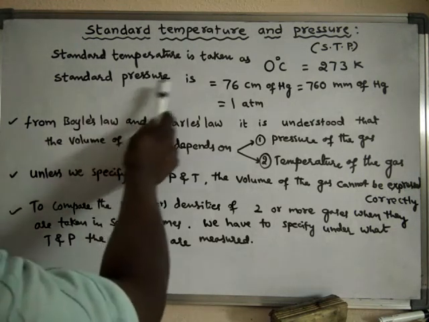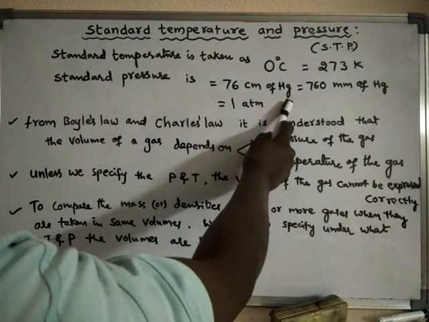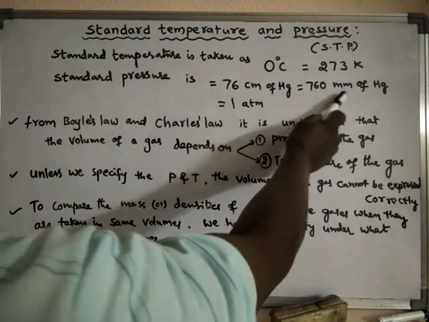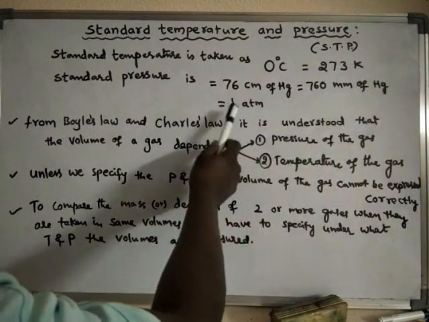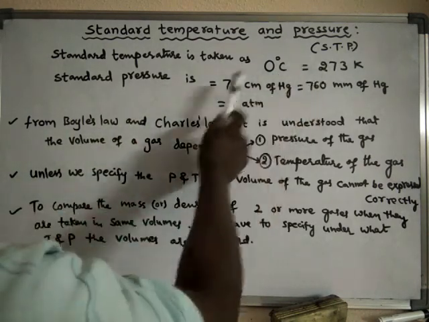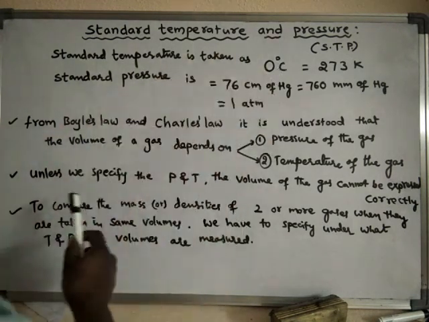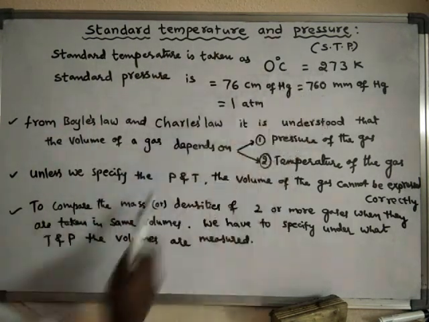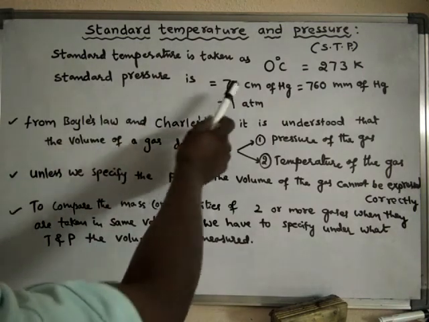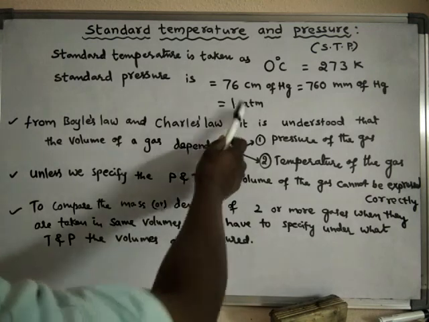And standard pressure is 76 centimeters of mercury, which is also equal to 760 millimeters of mercury, or else 1 atmosphere. So these are said to be standard conditions. So standard temperature is 0 degree centigrade or 273 Kelvin, and standard pressure is 76 centimeters of mercury or 760 millimeters of mercury or 1 atmosphere.